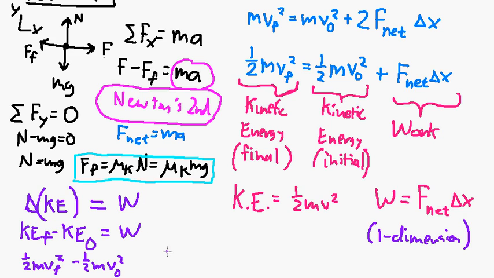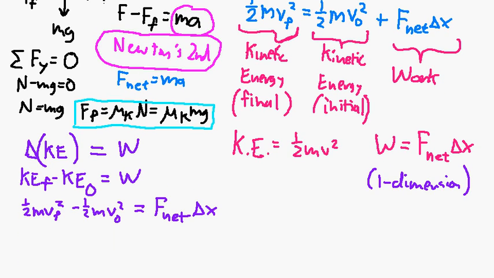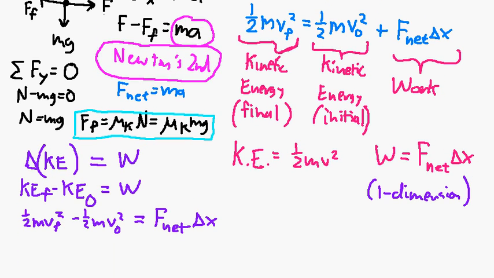And work, as I said here, is net force times distance traveled, delta x. These are all scalar quantities, and this will be useful later on when we're trying to short circuit stuff. It's a great shortcut for many kinds of problems, and it lets us do problems that wouldn't be doable otherwise. Okay, so enough of that.